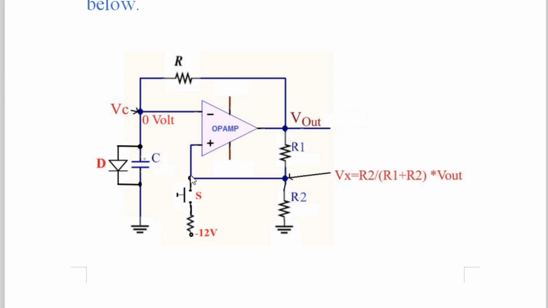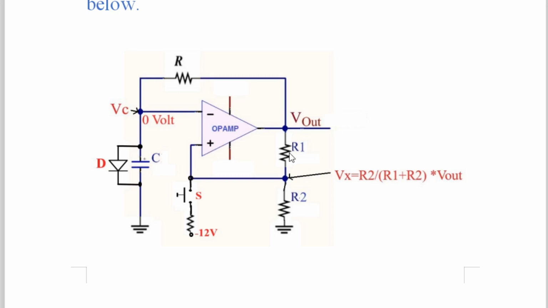Directly to non-inverting terminal, that is positive terminal, and another terminal of the switch is connected to minus 12 volt, that is minus VEE, through the resistor R. This is another change, and this is the change. Otherwise the diagram for astable multivibrator and monostable multivibrator is same.